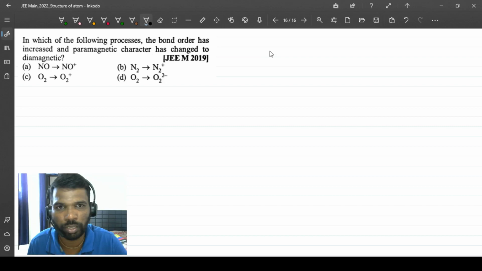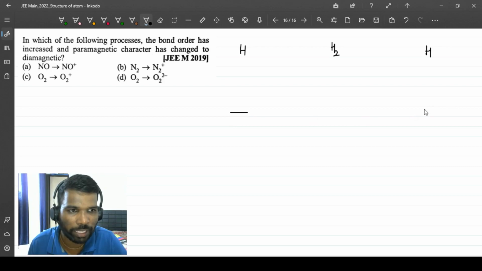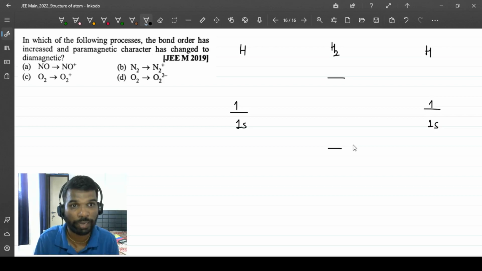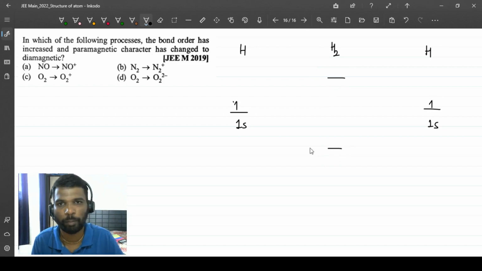If it is a hydrogen molecule, it is forming H2. Hydrogen will have an atomic orbital 1s. Over here it is 1s, and this is also 1s. Here there is one electron and here there is one electron, so an anti-bonding molecular orbital and a bonding molecular orbital will form. The number of molecular orbitals formed will be equal to the number of atomic orbitals combined. Here two atomic orbitals are combined, and the molecular orbitals formed are two. One is anti-bonding, one is bonding molecular orbital.